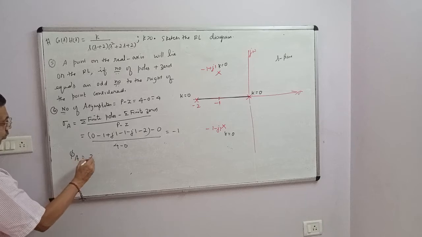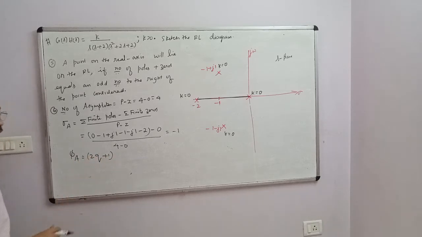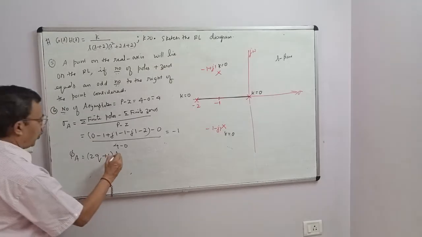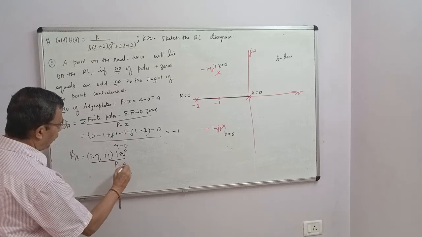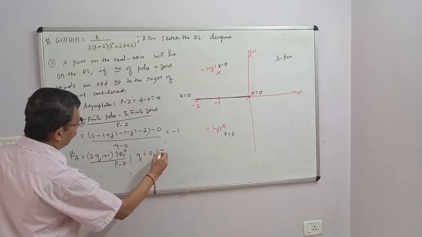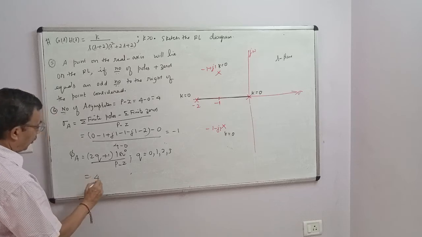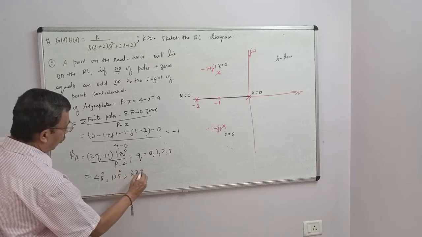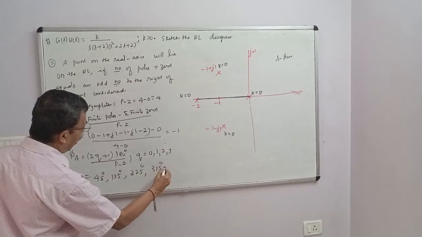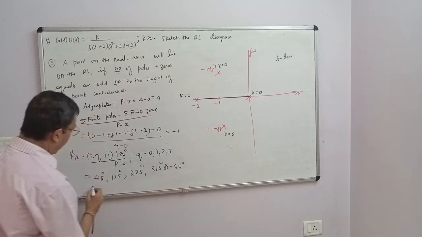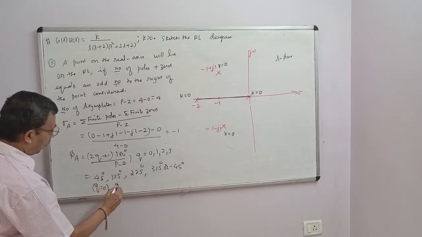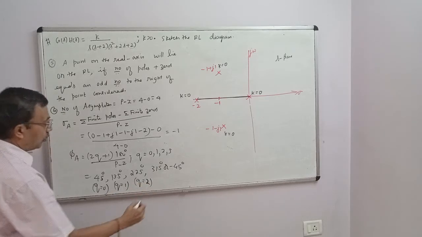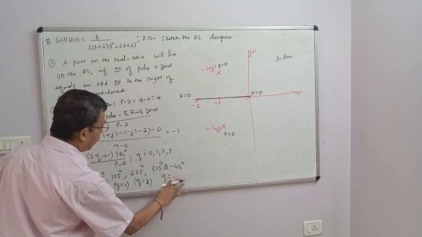Phi A is equal to 2q plus 1. Phi A represents the angle made by the asymptotes with respect to real axis. Phi A is 2q plus 1 into 180 degrees by P minus Z. Q takes values 0, 1, 2, 3. So you get phi A is equal to 45 degrees, like we did in the previous problem, 135 degrees, 225 degrees, 315 degrees, or minus 45 degrees. You get 45 degrees for Q equal to 0, 135 degrees for Q equal to 1, 225 degrees for Q equal to 2, 315 degrees for Q is equal to 3.